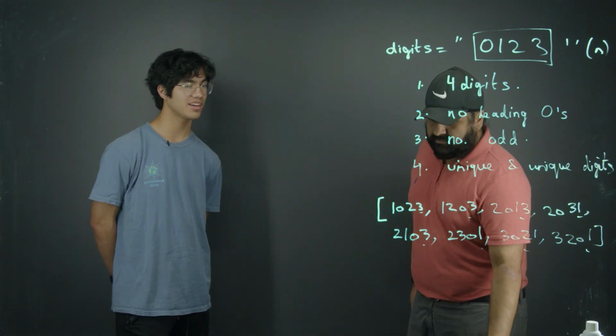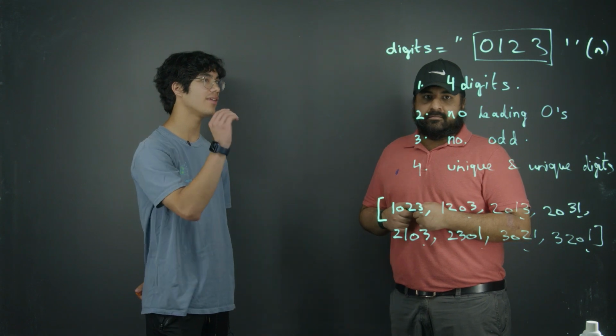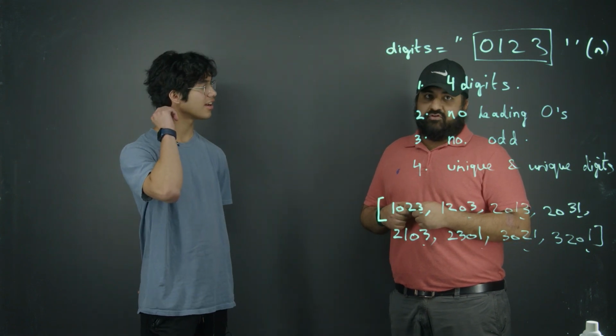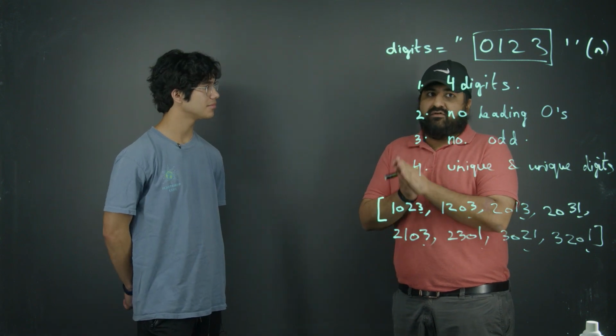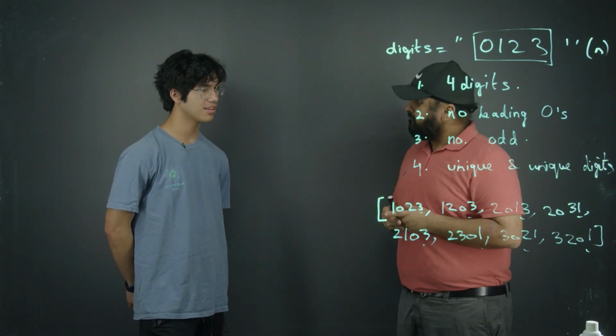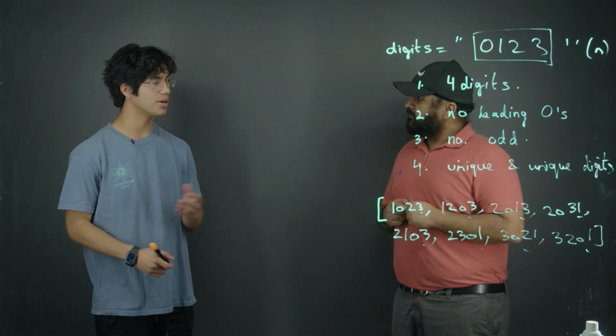Sure. Just before I continue, I might have some questions. Is digits always going to have at least four characters? Yes. You can assume that the string, which is called digits, will have at least four characters. Okay. So I think I see a solution. I'm just going to run it by you first.